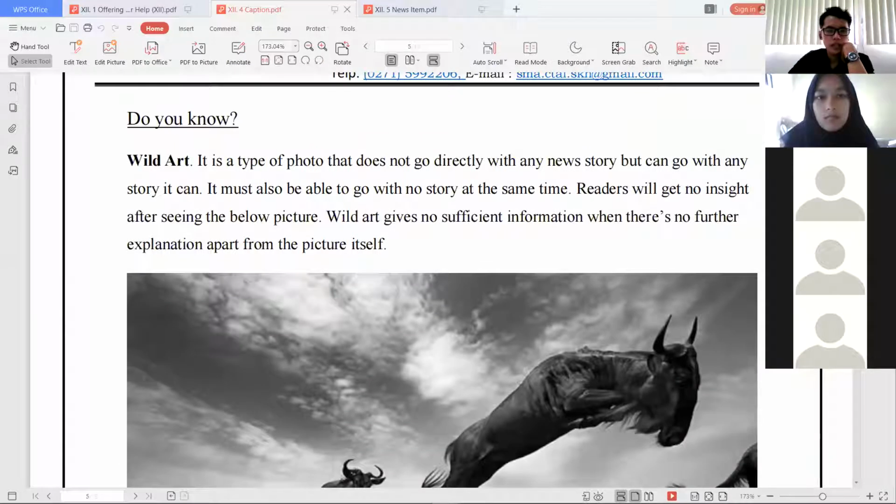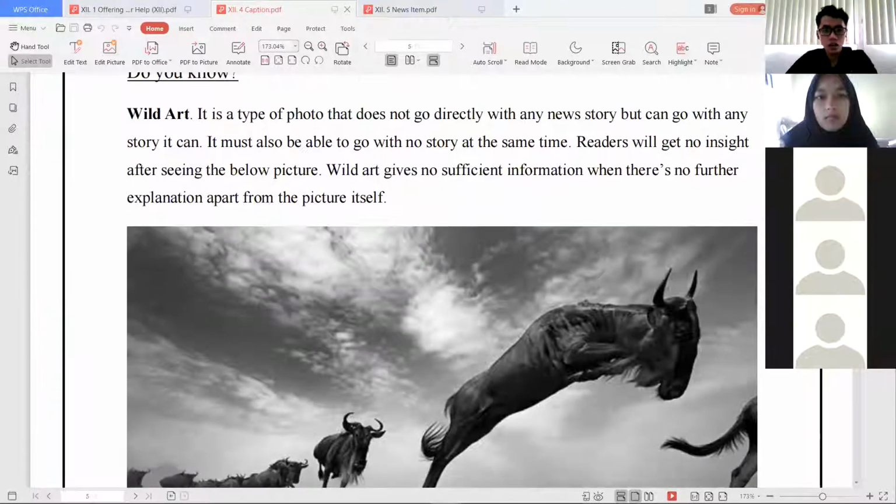Okay, that is about graphs. So you have to be able to give meaning about that. So first, a caption may not give detailed information, but proofread it to make sure that it is understood and not misunderstood about the picture. And after that, wild art.